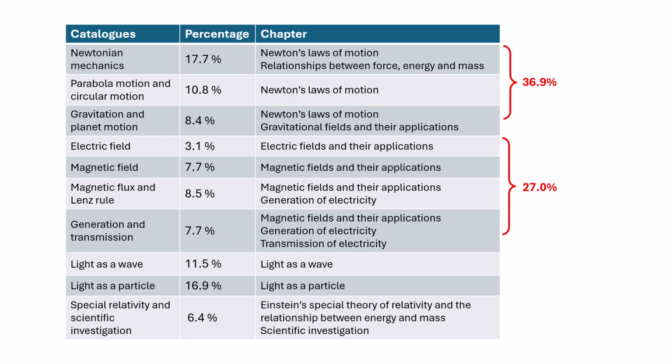The nature of light, exploring light as both a wave and a particle, comprised 28.4% of the exam. The Special Relativity and Scientific Investigation section made up the remaining 6.4% of the total score.